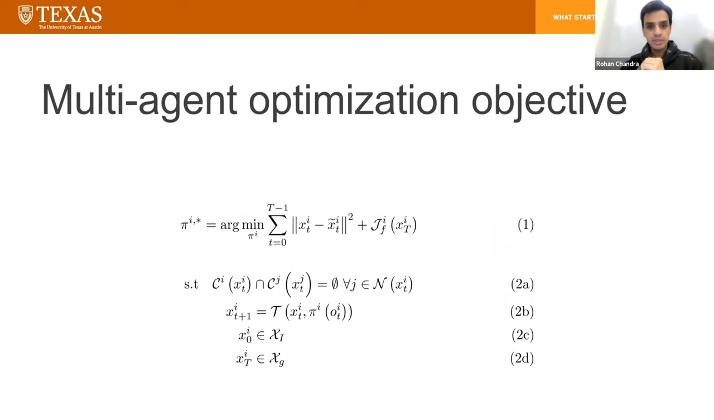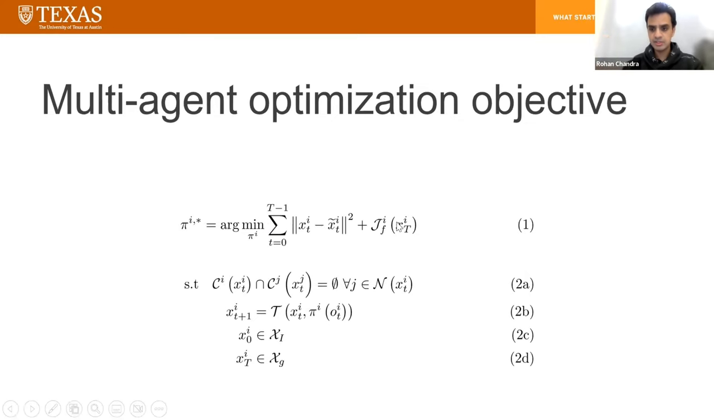So let me talk about the solution architecture. The optimization objective that you can use to solve the navigation problem is as follows, and this is a very, very general optimization formulation. You can use MPC or any other local planner to solve this in a receding horizon. What this is saying is that we want to optimize over the set of policies pi i. We want to find the optimal pi i star that keeps robot i as close as possible to its preferred trajectory xi tilde. So you have this horizon 0 to t, and you want to keep the robot as close as possible to xi tilde.